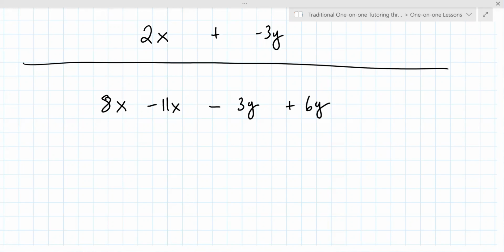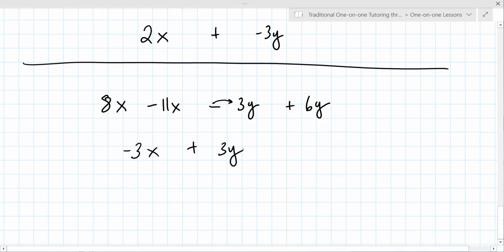Negative 3x minus 3y. Which is further from 0, 3 or 6? It's negative 3y, right? You got to answer my questions because that leads you to it. Negative 3y plus 6y equals 3y. Okay, I heard something different, but that's okay.